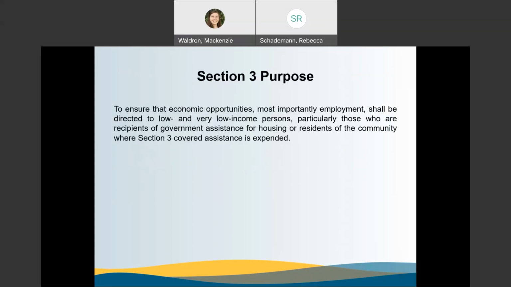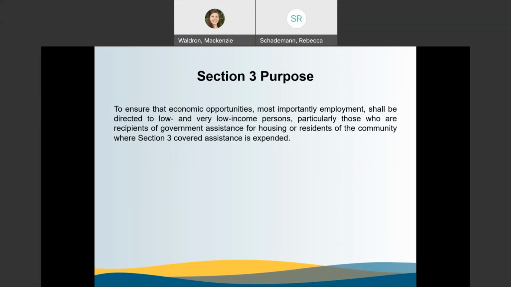With the administrative pieces out of the way, we can now examine the purpose of Section 3. As stated on the slide, the purpose of Section 3 is to ensure that economic opportunities, most importantly employment, shall be directed to low and very low income persons, particularly those who are recipients of government assistance for housing or residents of communities where the Section 3 covered project is located. This gives low income persons an opportunity to work on HUD projects that are happening in their own backyard.